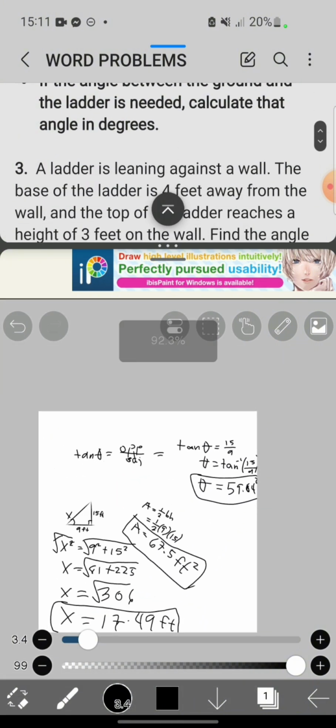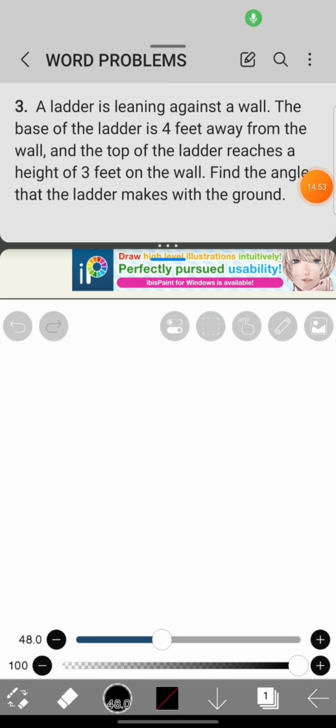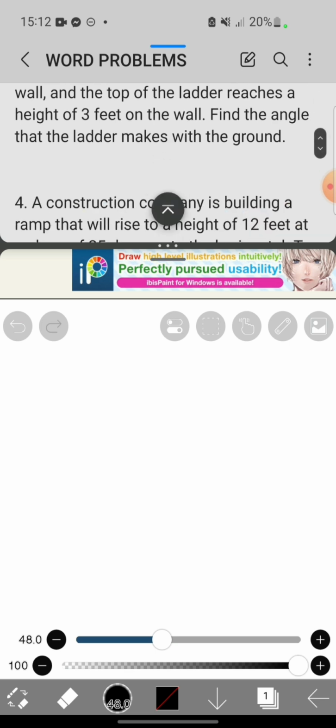So let's get to problem number 3. A ladder is leaning against a wall. The base of the ladder is 4 feet away from the wall, and the top of the ladder reaches a height of 3 feet on the wall. Find the angle that the ladder makes with the ground.